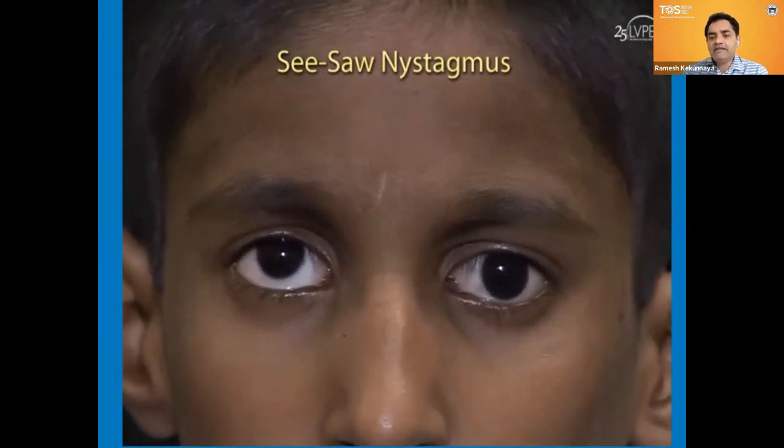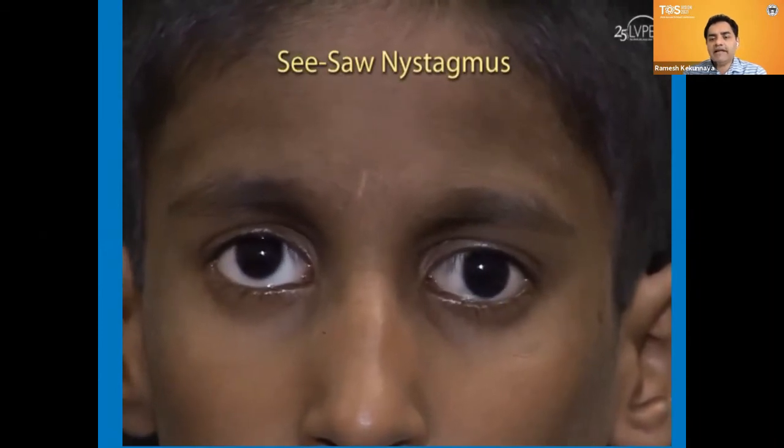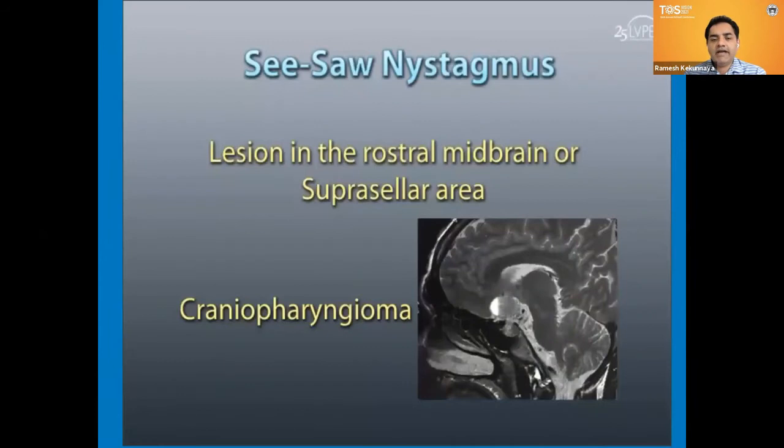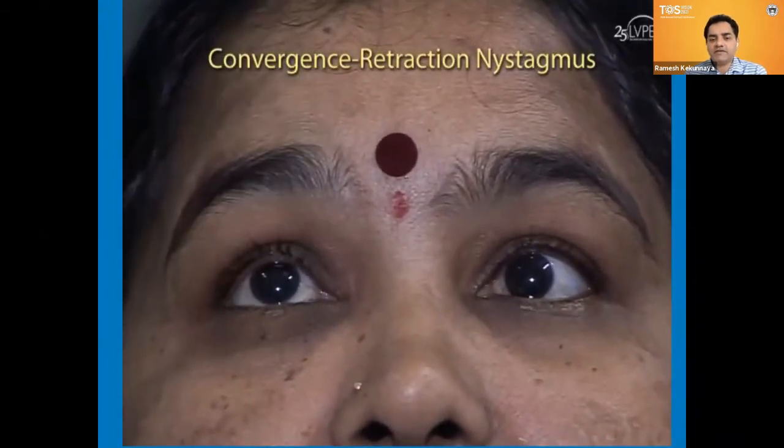This is typical seesaw nystagmus. Look at the eyes going down and up. It's exactly like a seesaw, and it can typically present in chiasmal lesions, either chiasmal tumors or achiasmia. In both situations you can have seesaw type of nystagmus.